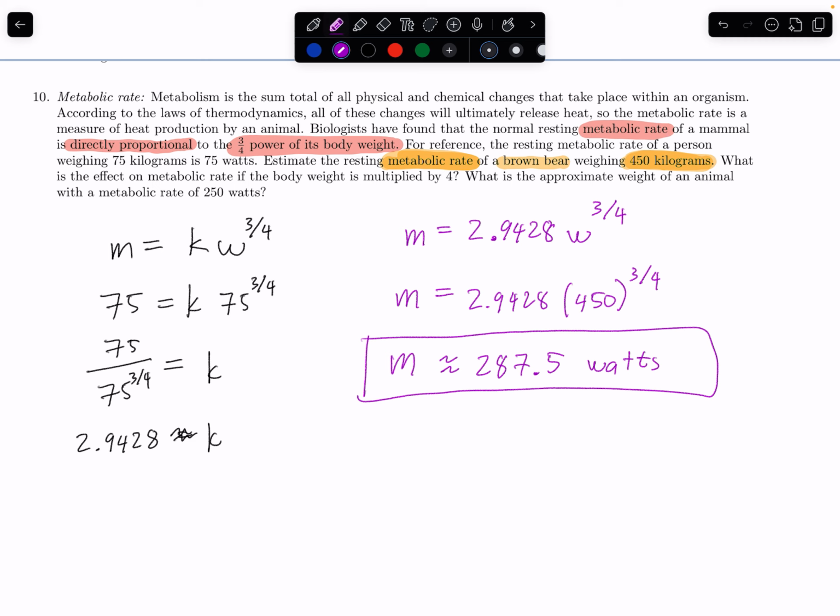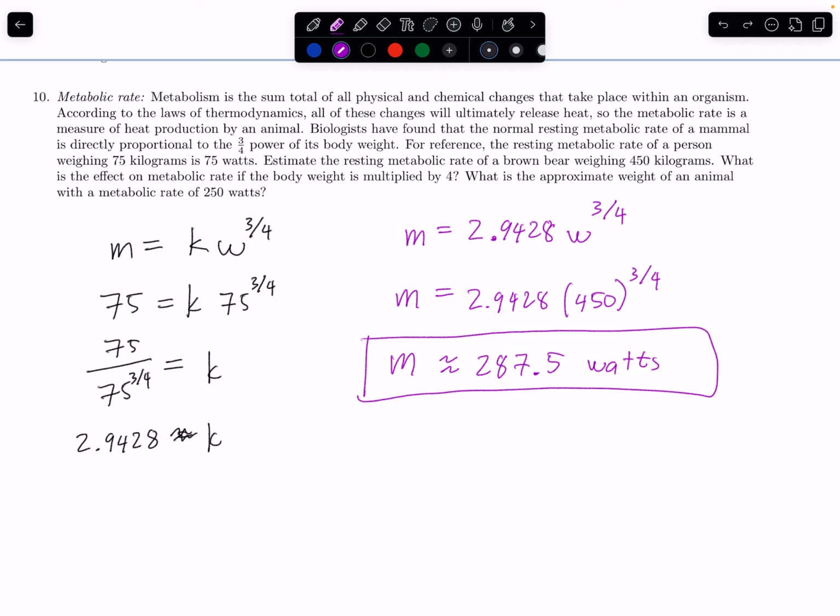So we just answered everything up until this position, right? We got a new question now. What is the effect on the metabolic rate if the body weight is multiplied by 4? What is the effect on metabolic rate? Okay, so that's a general question. Not talking about the bear anymore, talking about any mammal, right?